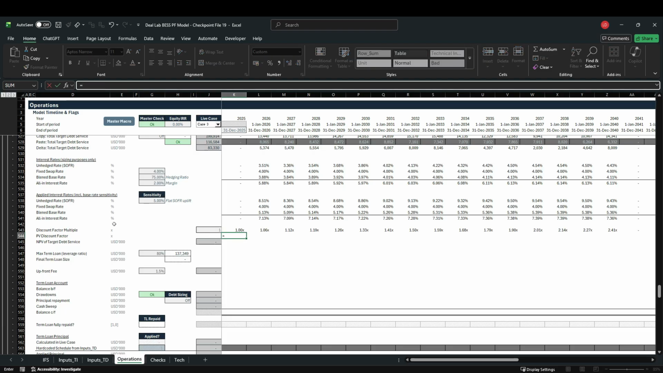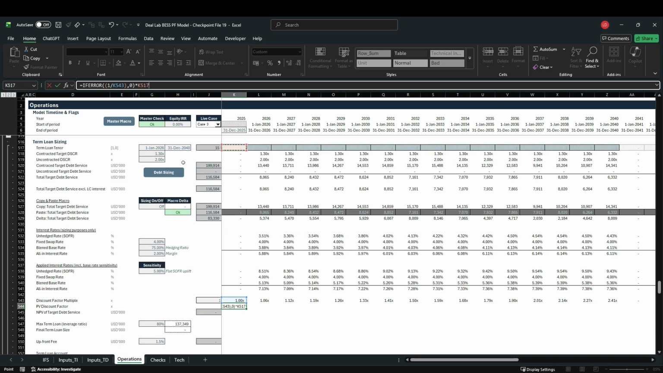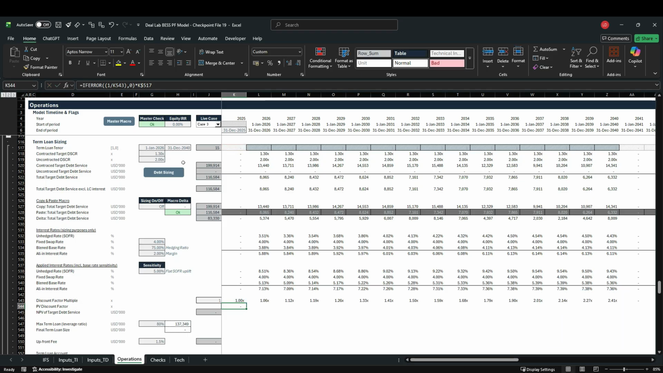And since we might divide by 0, let's do an IFERROR statement. So IFERROR, open a second parenthesis, 1 over our discount factor multiple, close parentheses. If that's an error, it's a 0, close parentheses, and let's multiply this with our term loan tenor flag as well. Hit F4 2 times, and let's drag this over, Control R. And now we can calculate the NPV from financial close perspective of our target debt service in each respective period using our PV discount factor.